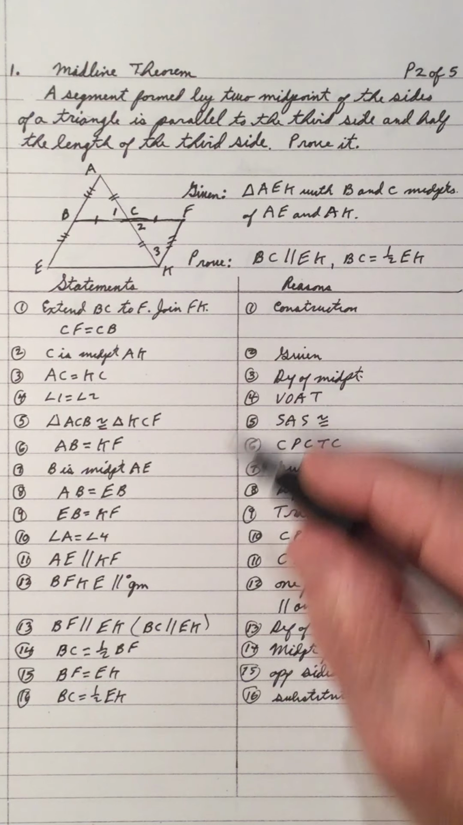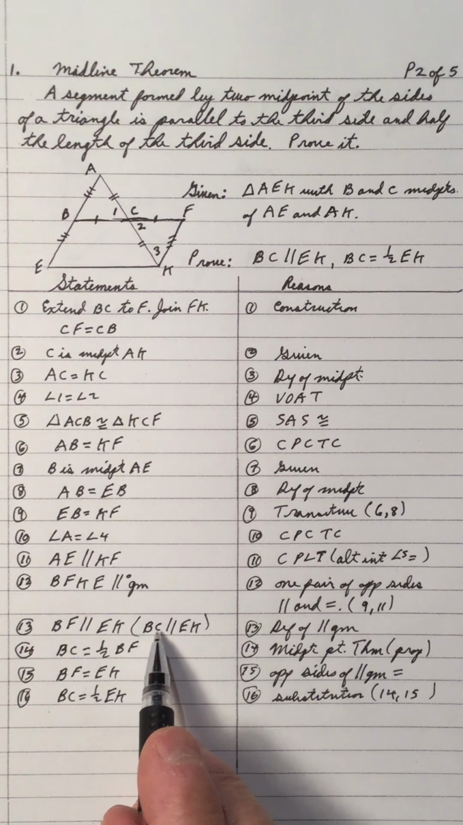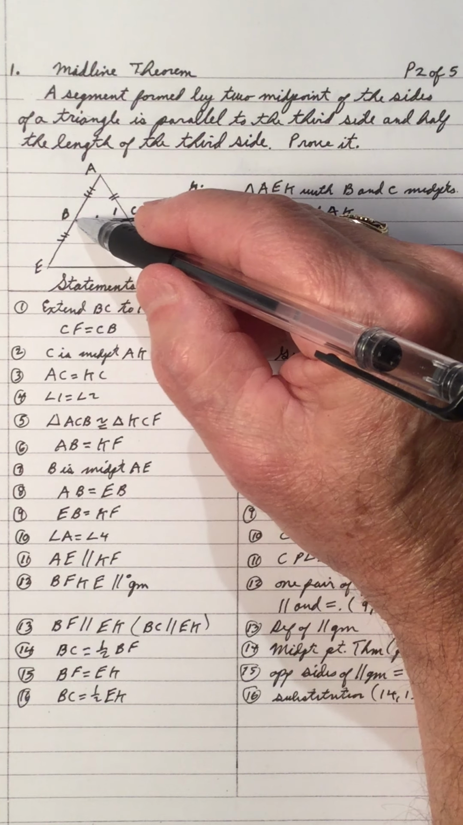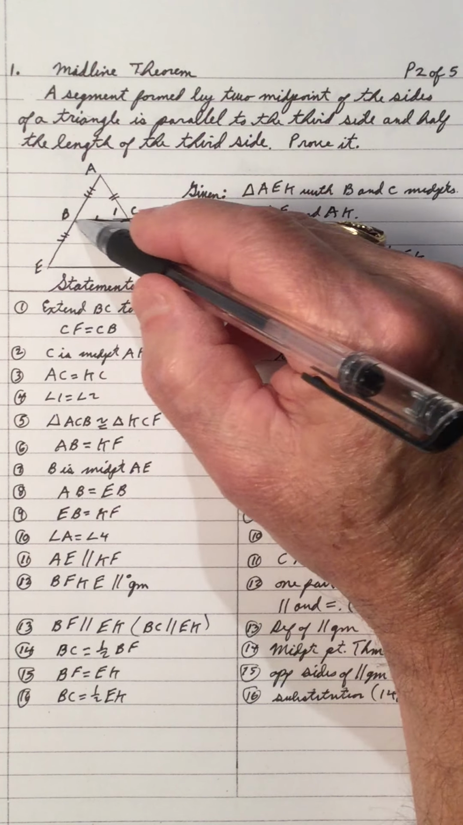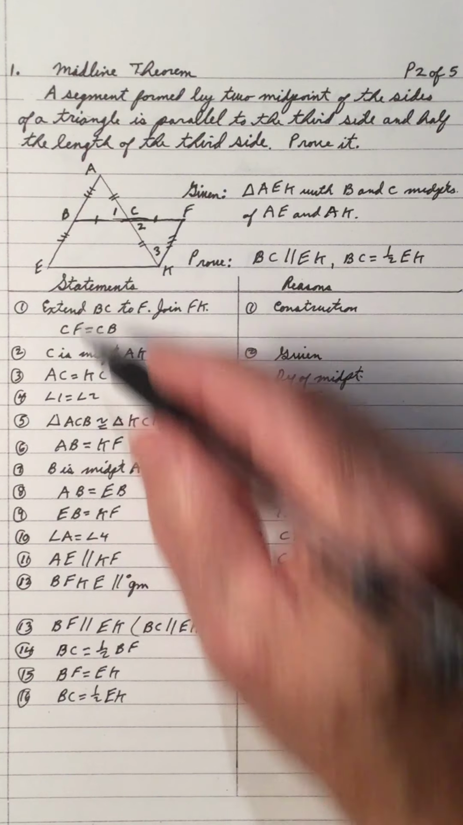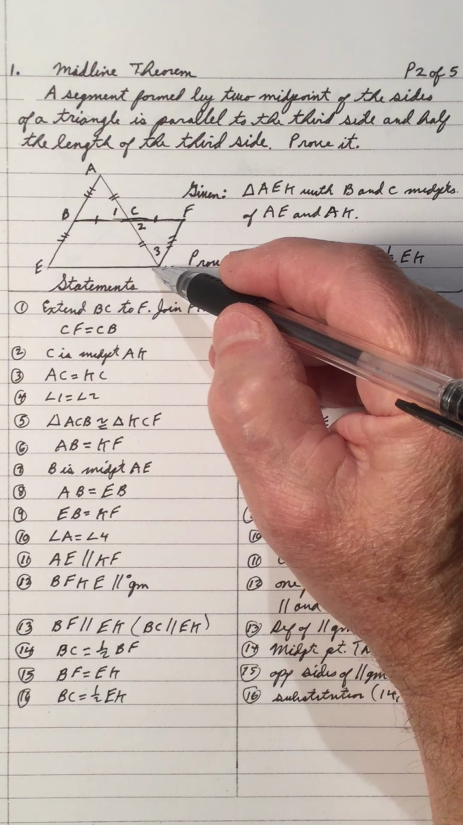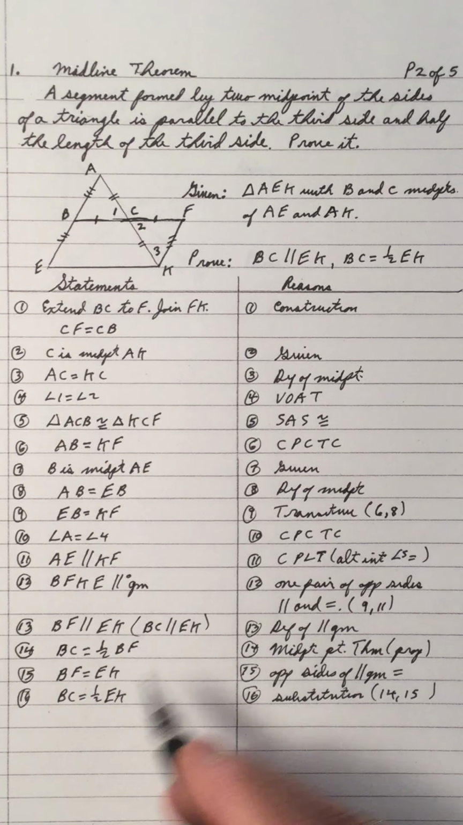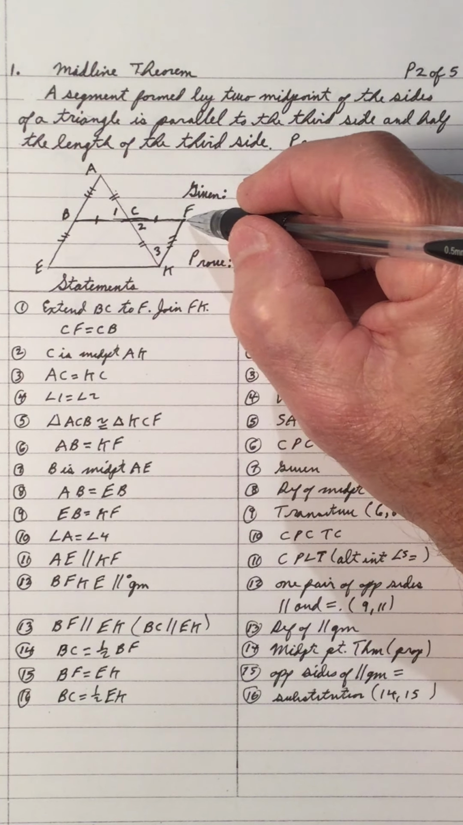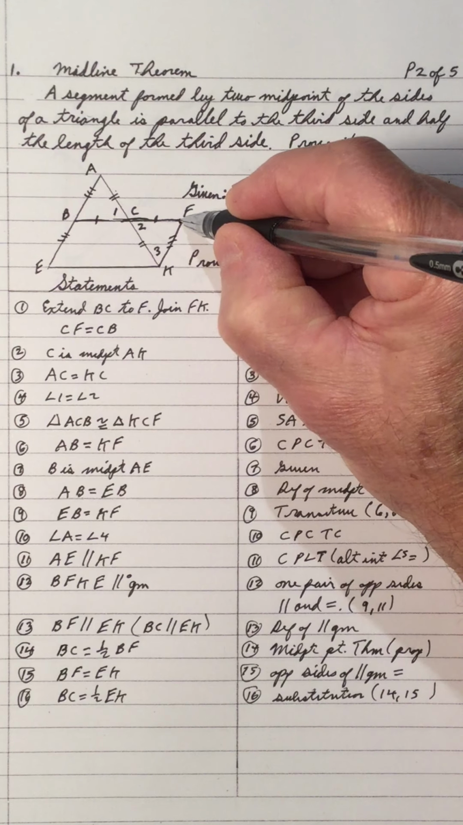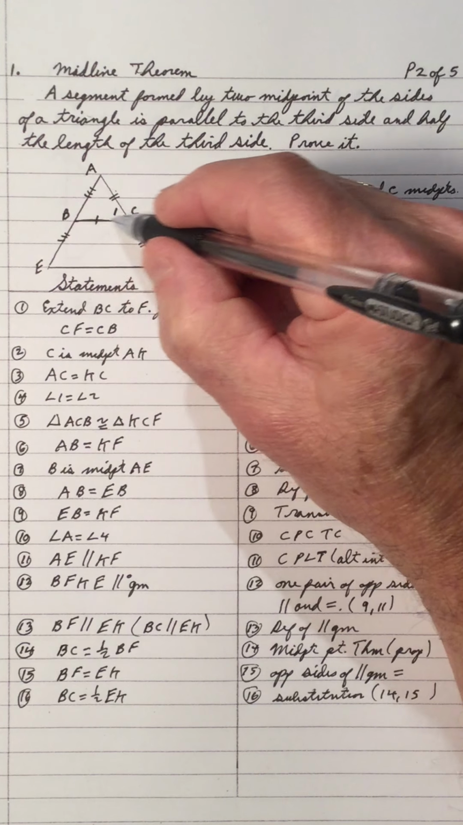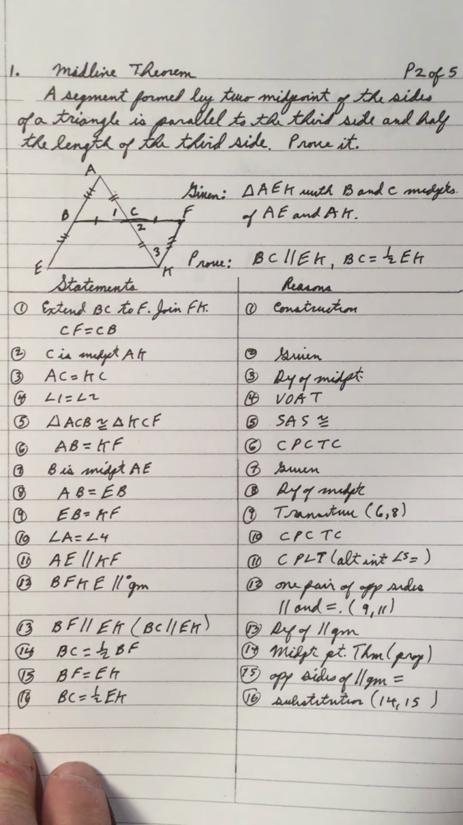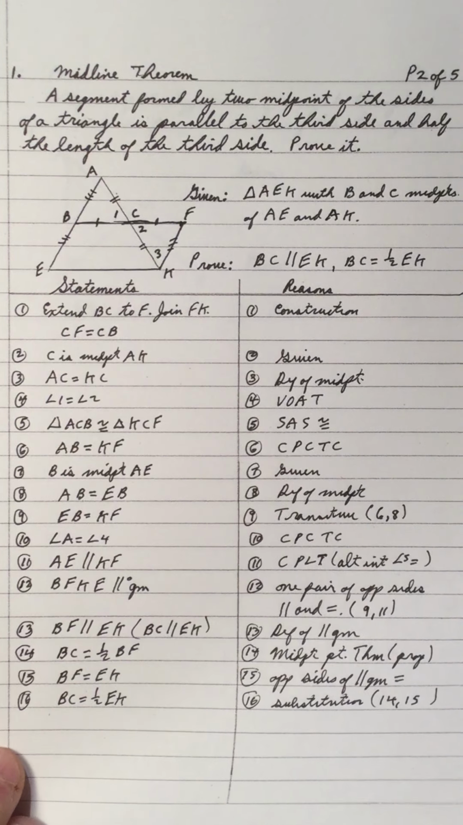So now I proved that the opposite sides are parallel, and I proved that BC, through the two midpoints, is parallel to EK, which is the third side, and BC is a half of EK. So the proof's done, but I had to extend this out so that these two segments are equal, and that helps me to go through the proof. Other than that, I'm not sure how you would do it.